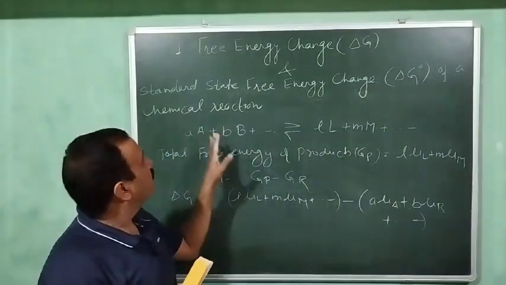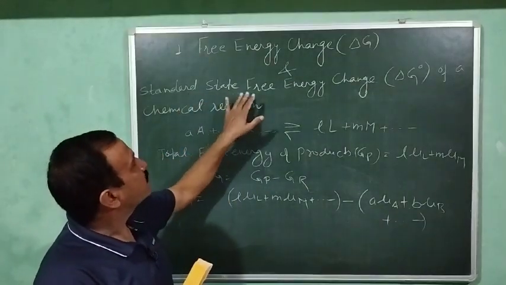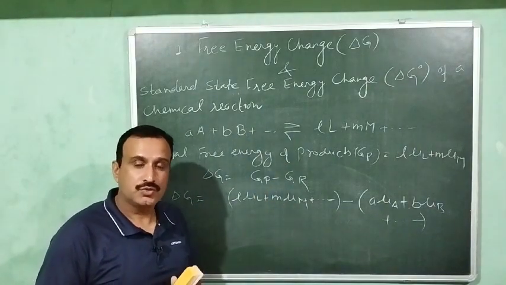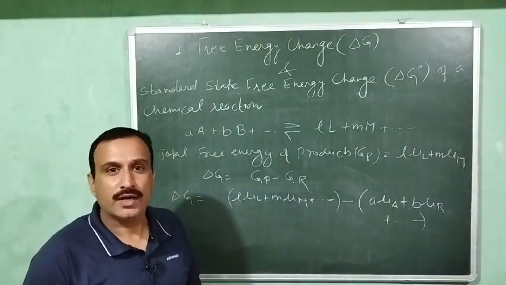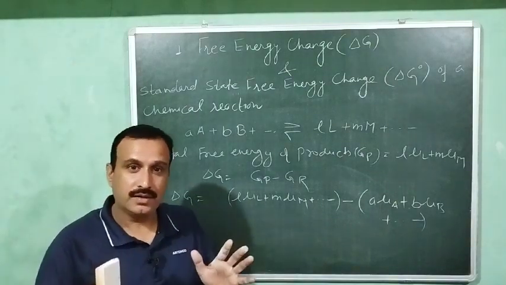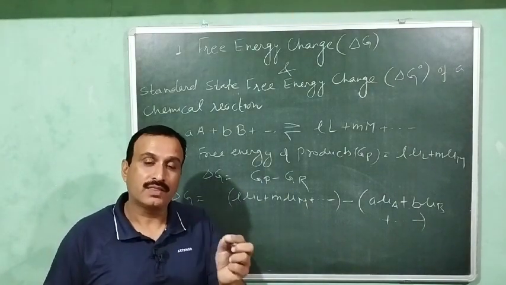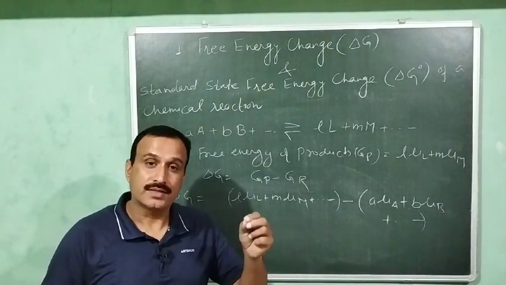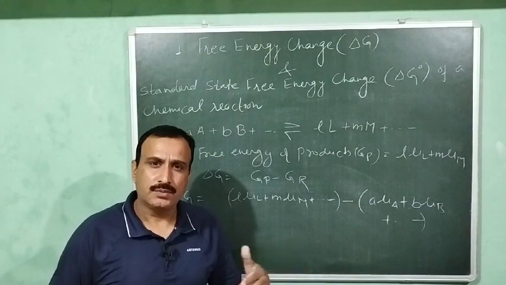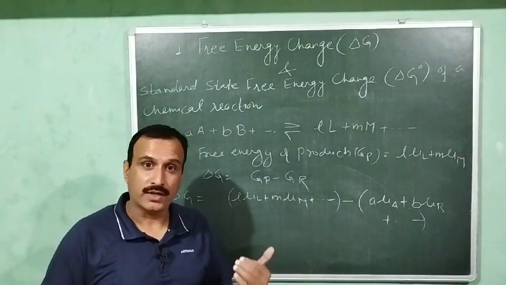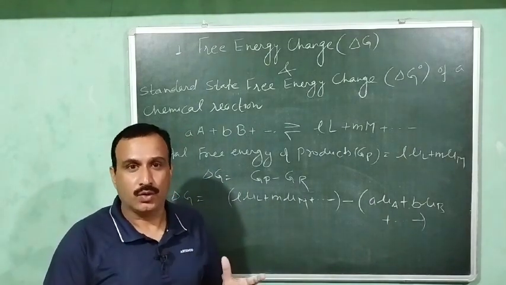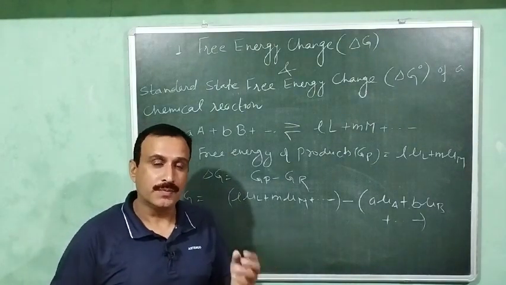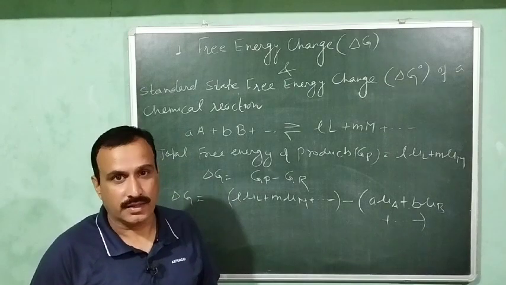Now we will discuss the second term, that is standard state free energy change, that is delta G naught of a chemical reaction. So students, when all the reactants and products of a chemical reaction are present in standard state, then the free energy change of that reaction is called standard state free energy change. जब किसी भी रिएक्शन के रिएक्टेंट्स और प्रोडक्ट्स दोनों स्टैंडर्ड स्टेट में होंगे, तब जो उस रिएक्शन का फ्री एनर्जी चेंज होगा उसको हम स्टैंडर्ड स्टेट फ्री एनर्जी चेंज कहेंगे.